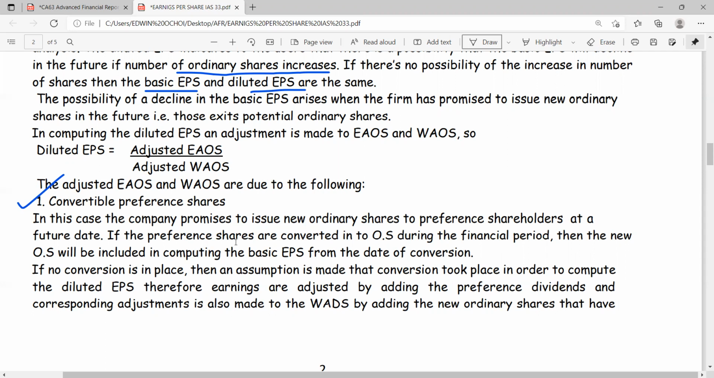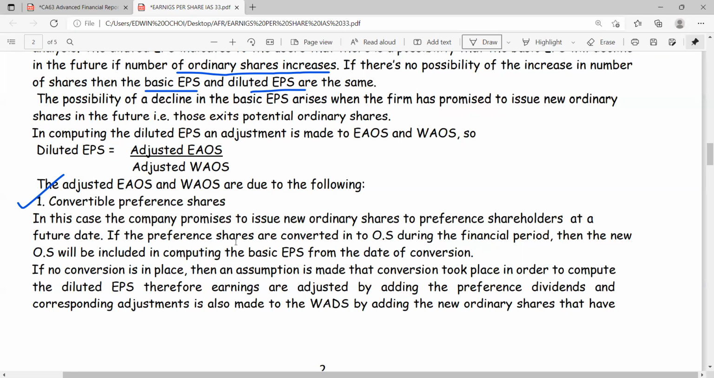So if no conversion is in place, then an assumption is made that the conversion took place in order to compute the diluted EPS. That is why I was talking about the what-if analysis. What if they convert the security to ordinary shares? So we go with the assumption that a conversion took place in order to compute the diluted EPS. Therefore, earnings are adjusted by adding the preference dividends.